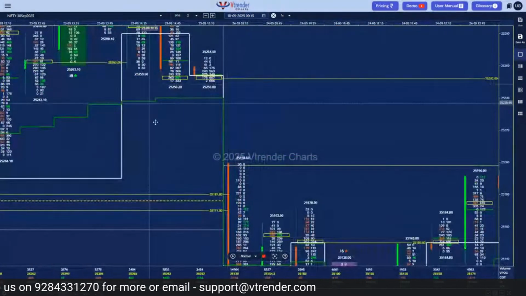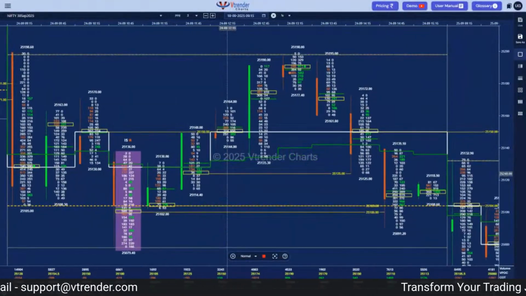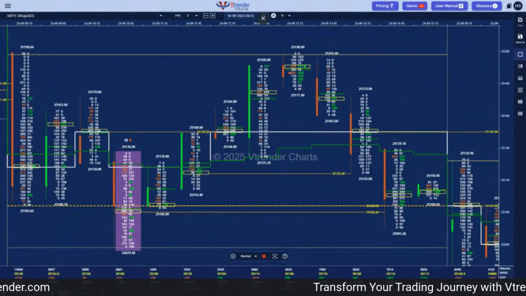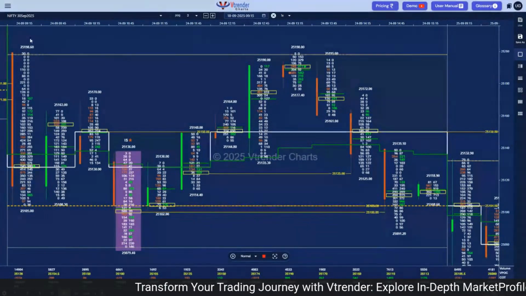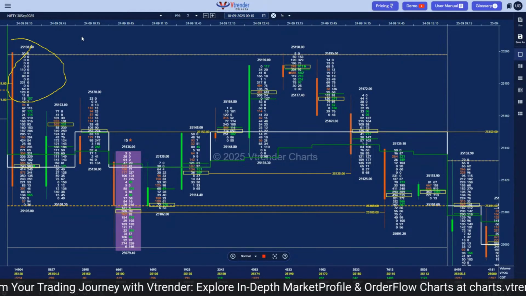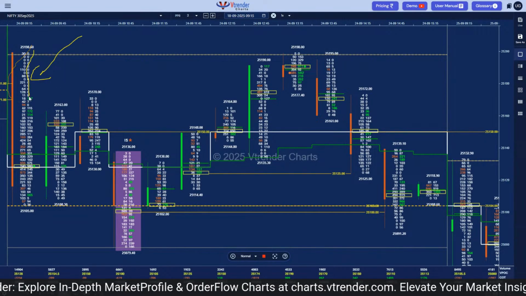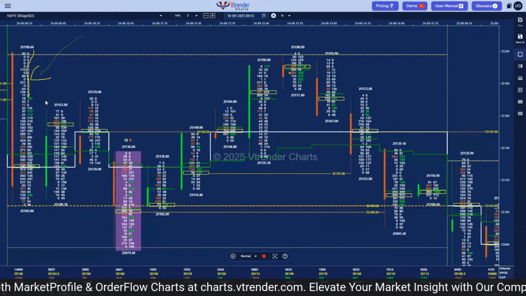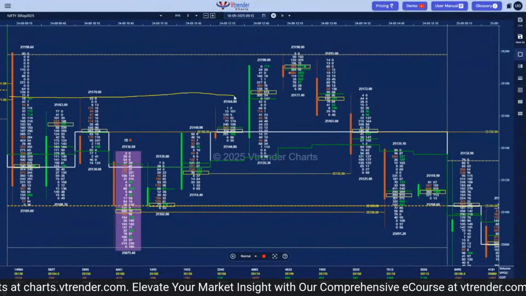But what happened the next day? You can see, I'll come to the 3-minute order flow chart in a bit. But what happened the next day? Now, because we are aware about the higher picture, see this, what order flow is showing us at the open. You have almost 10, 11 rows of zeros on the buy side. This is very clearly telling us there is absolutely no demand at this level.